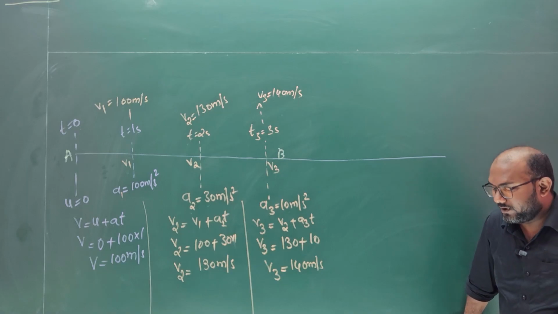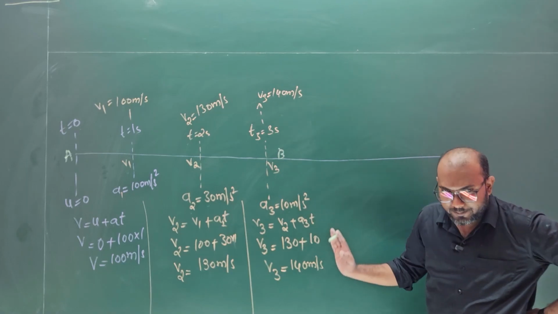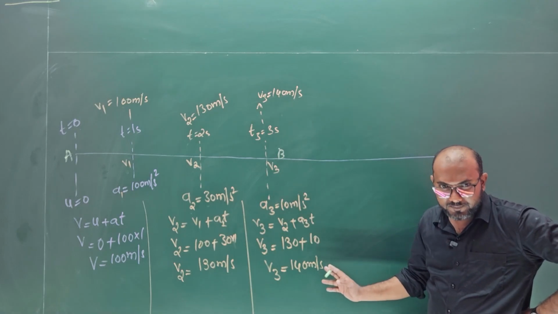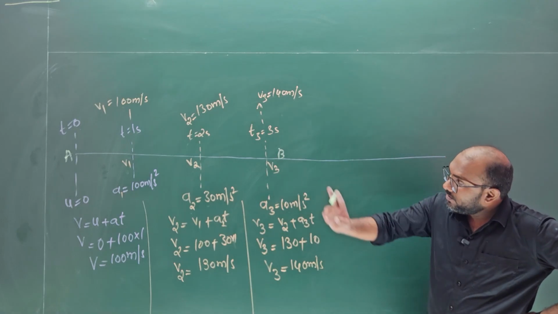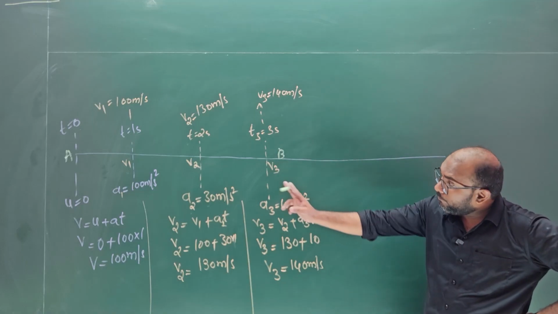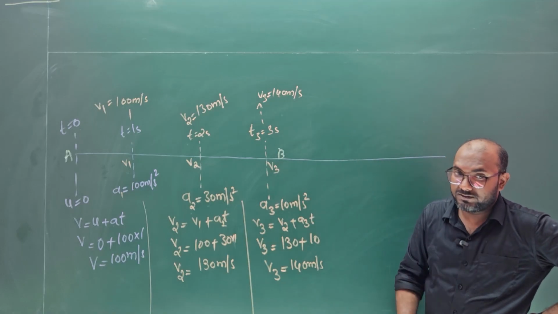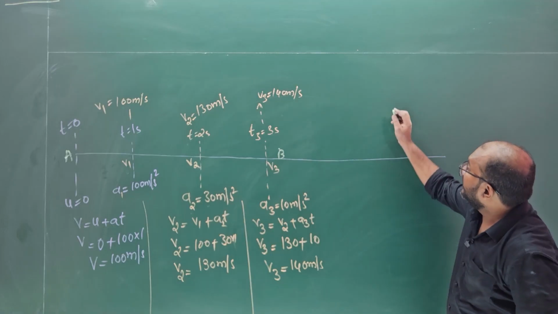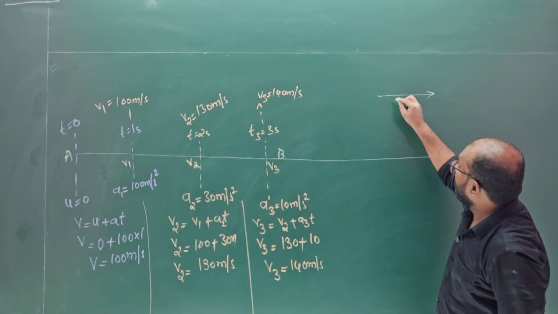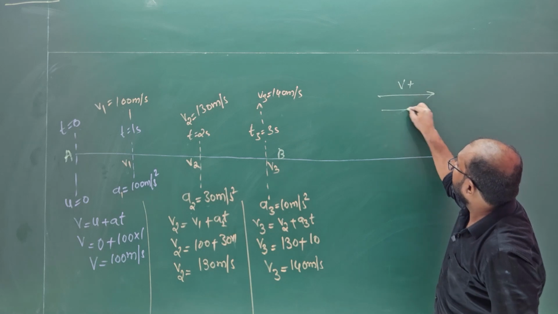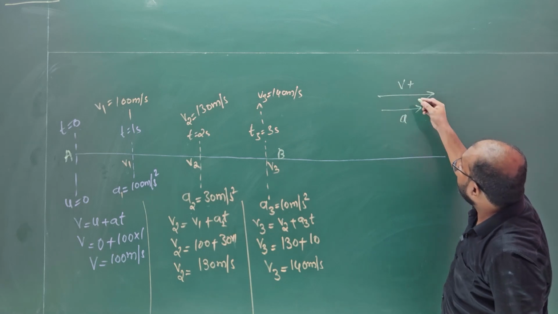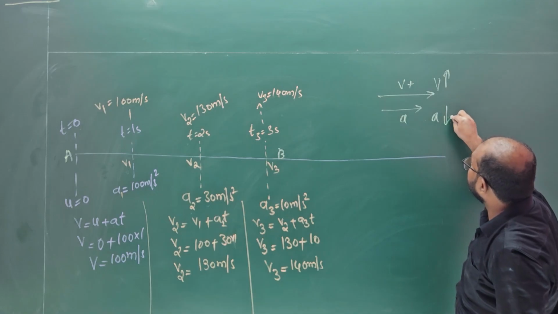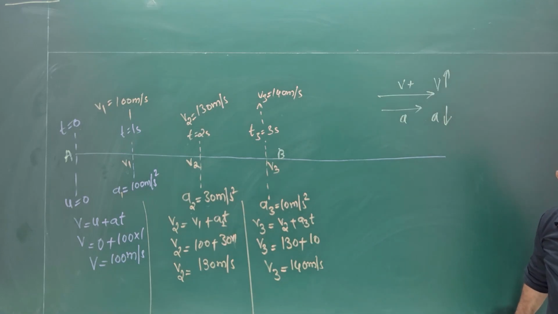Can I? One more time. What is happening from A to B? Acceleration is decreasing. Yes or no? Velocity is increasing. Both are moving in same direction. Both acceleration and velocity are positive. That means velocity is positive and acceleration is also positive. But what is happening? Velocity is increasing and acceleration is decreasing. Can I say that? Yes or no?